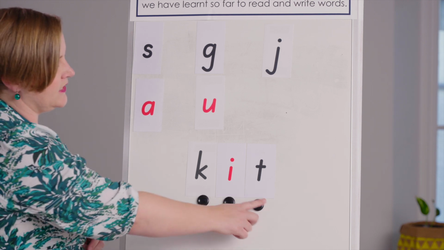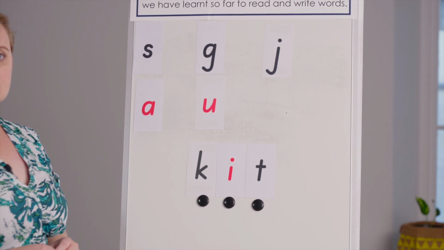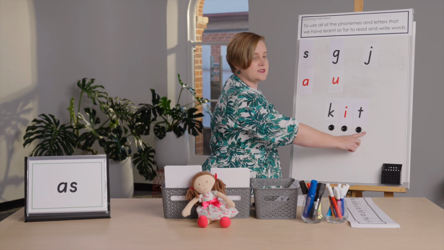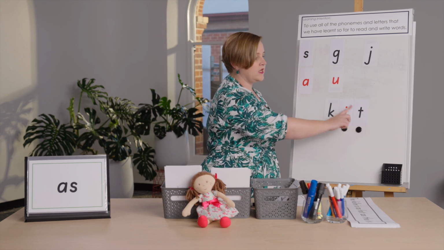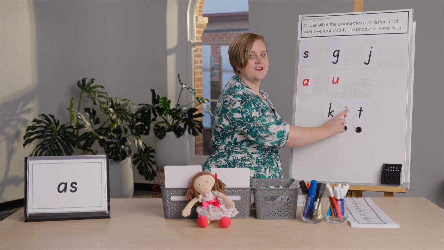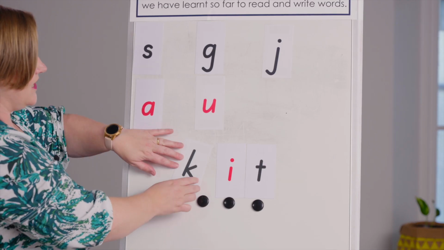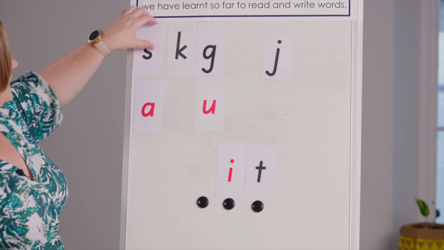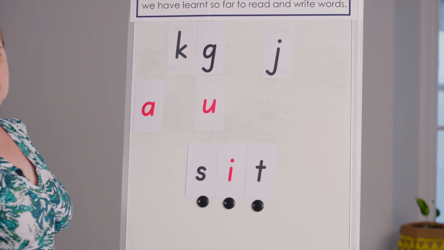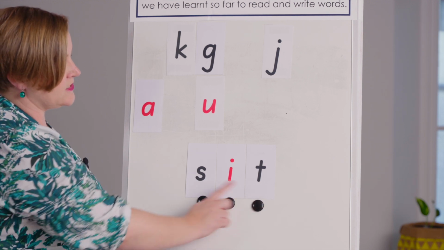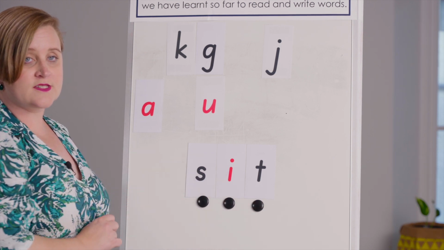If this says kit, what do we need to do to kit to make it say sit? Listen again. This says kit. Make it say sit. Yes, we need to change the letter K and put in the letter S and say s. Let's read that word. S-it. Sit.